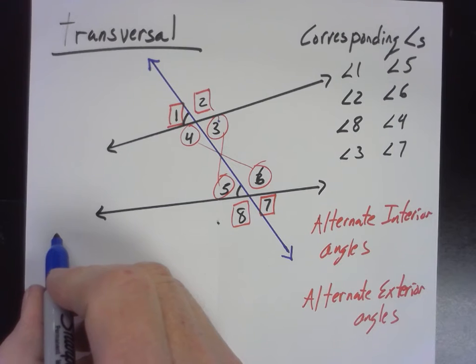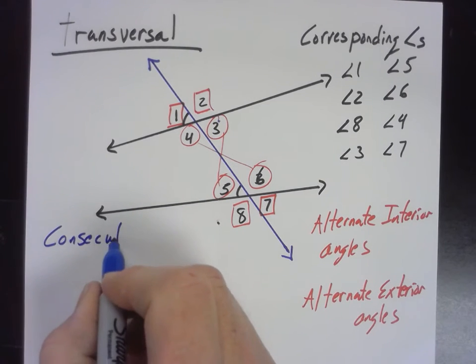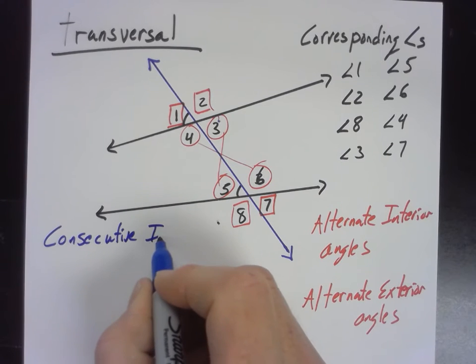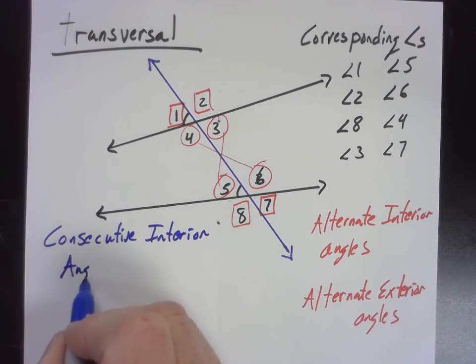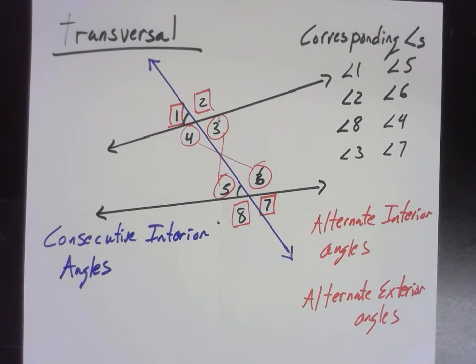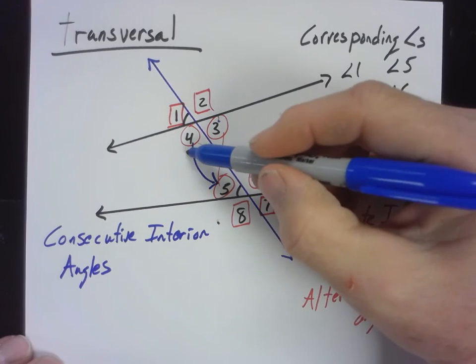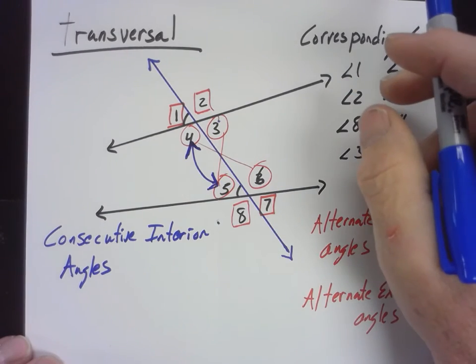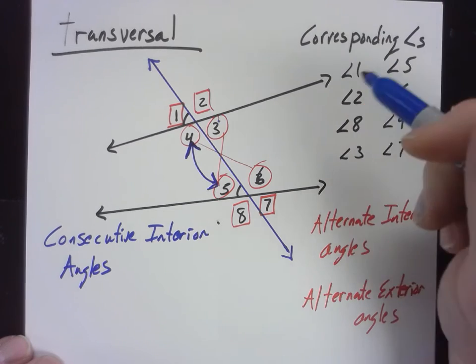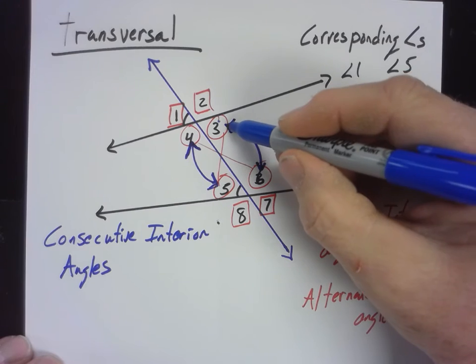This one's called consecutive interior angles. So this would be 4 and 5, consecutive interior angles, and 3 and 6.